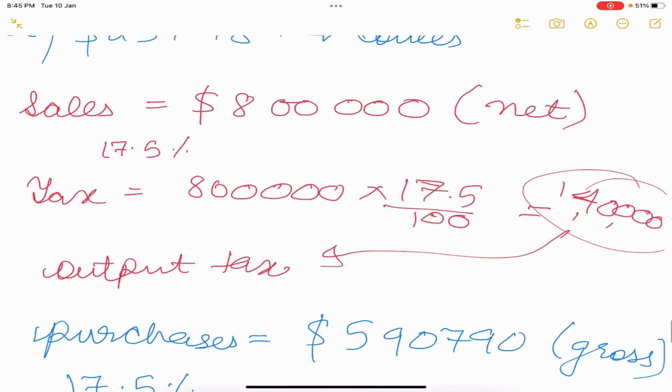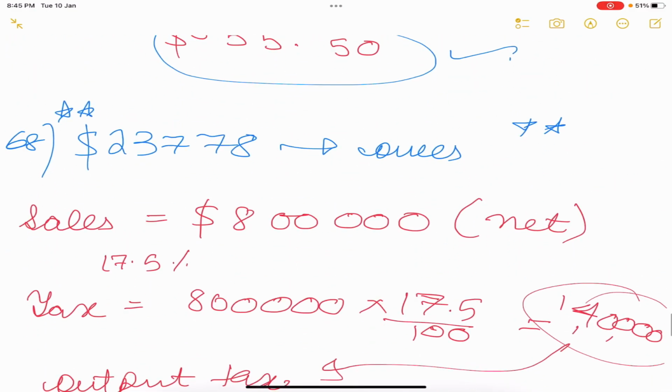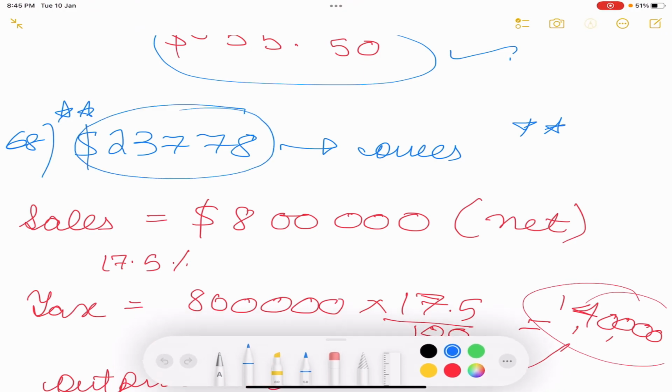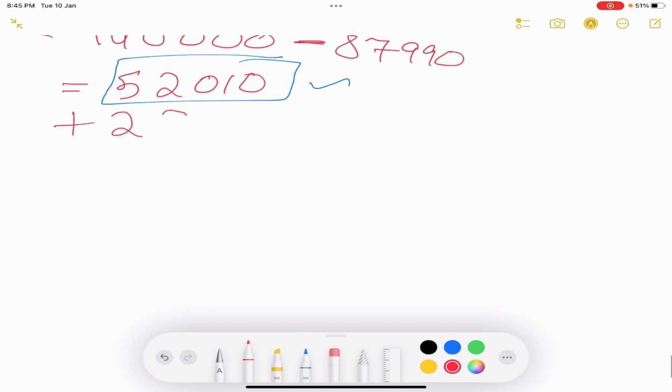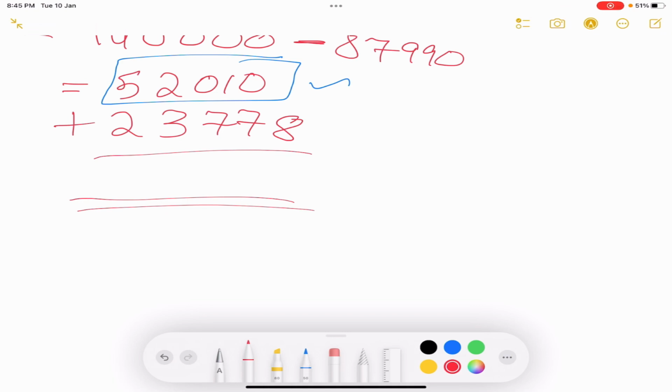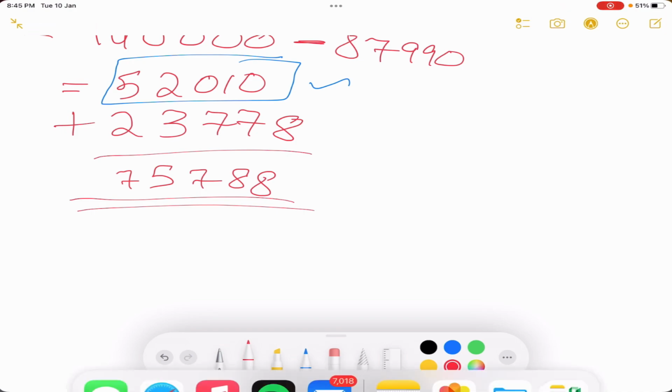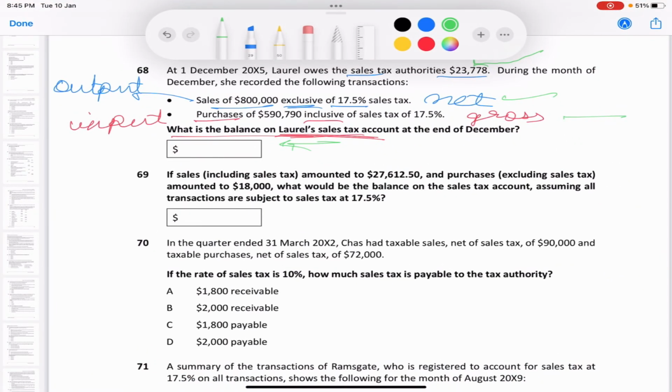And what was the balance in my sales tax account? Go back. So I owe 23,778 also. So I need to also pay 23,778. So what is the total amount that I owe? 75,788. Okay. I hope you understood how I am doing it. If you have any doubt, please do the chapter again, rewind and watch it. Okay, let's go to the next question.